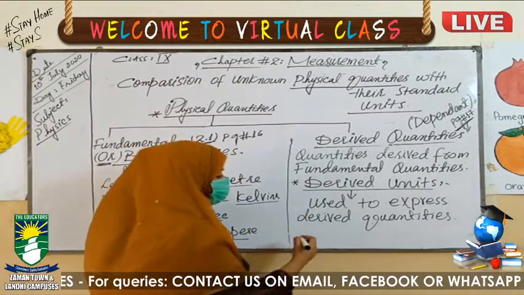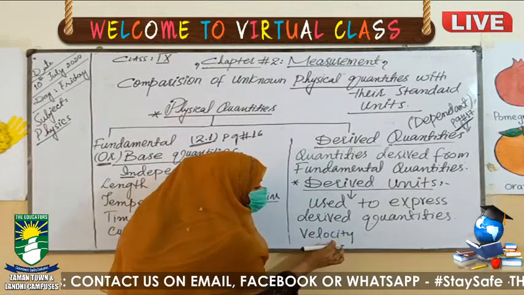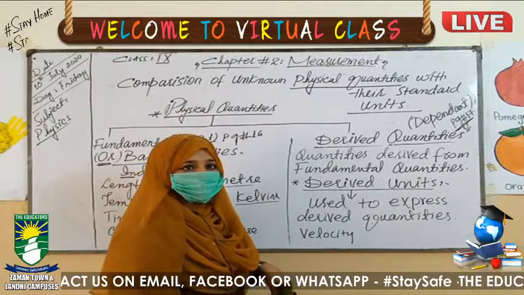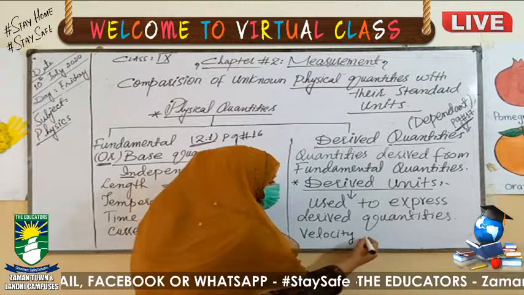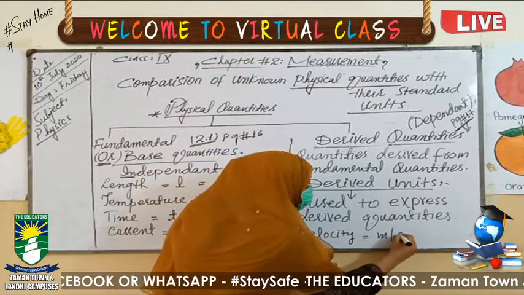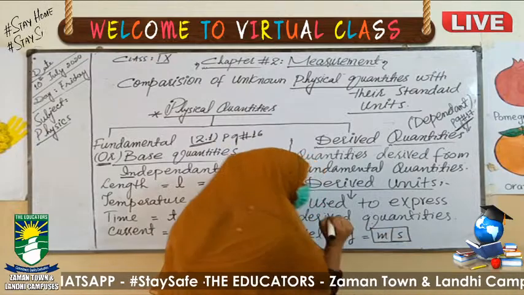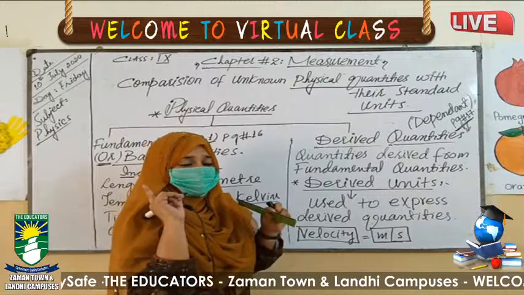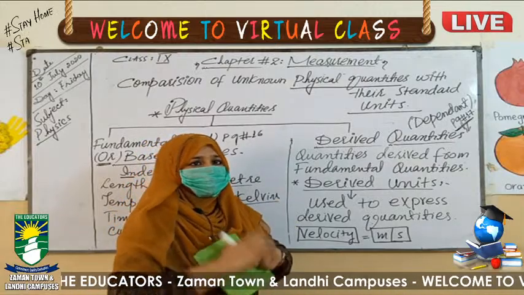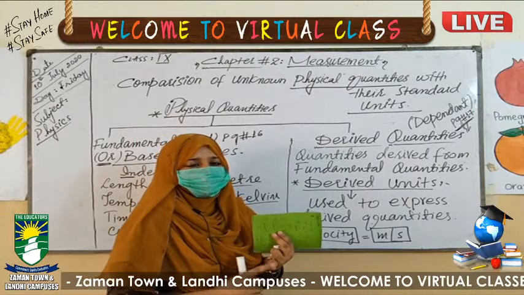Similarly, I have given you the example of velocity. Velocity is the derived quantity. How do we express this velocity? It is expressed in meter per second. This meter per second is the derived unit, while velocity is the derived quantity. Keep the difference between the quantity and units. Again and again I am telling you because it makes you confused.